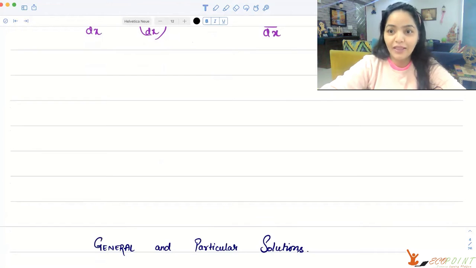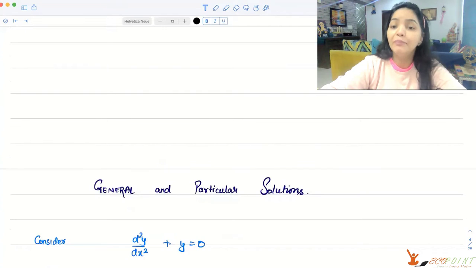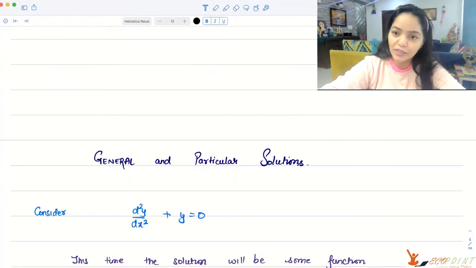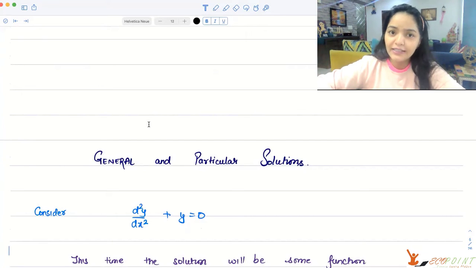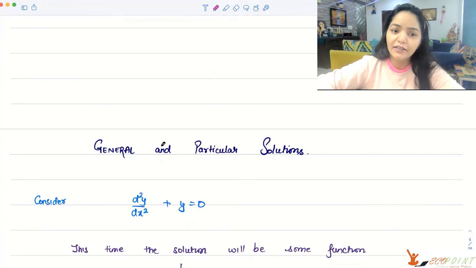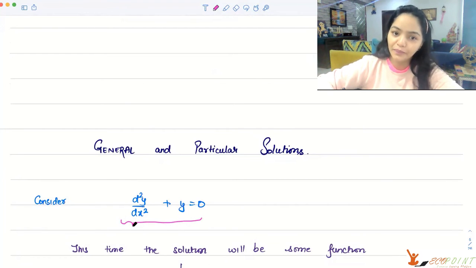Now let's talk about what we mean by solutions to any given differential equation. What do you mean by general solution? What do you mean by particular solution? That's what this video is all about. Let's consider again an example. Let's consider a differential equation d2y upon dx square plus y equals 0.